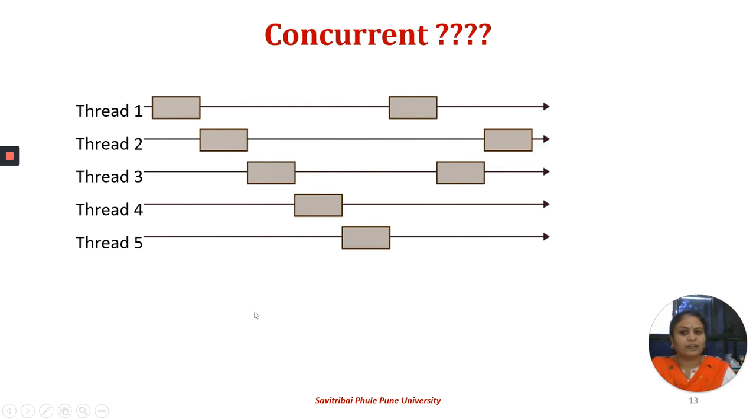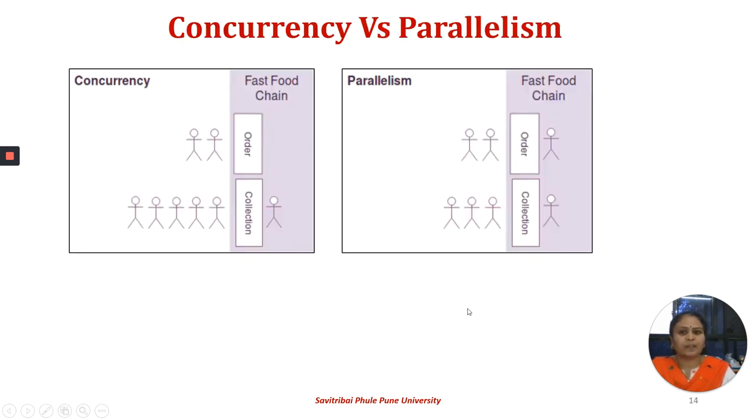So during the lifetime of thread 1, we see that threads 2, 3, 4 and 5 also occurred. This means that threads 2, 3, 4 and 5 are overlapping with the lifetime of thread 1. So this is a very good example of concurrency.